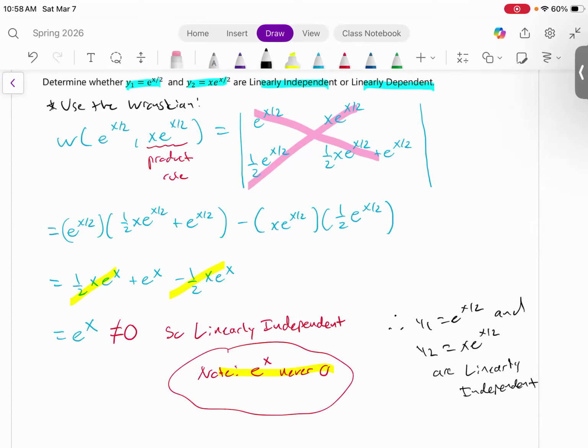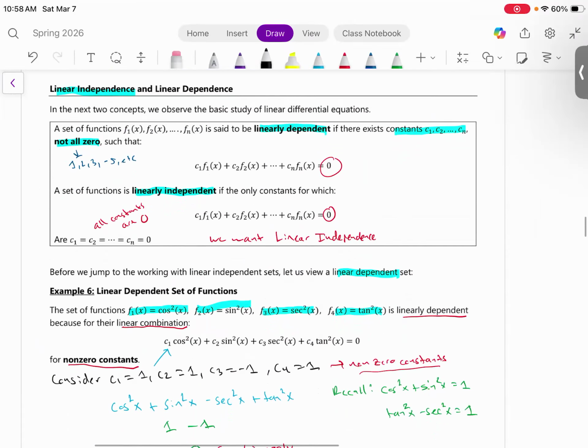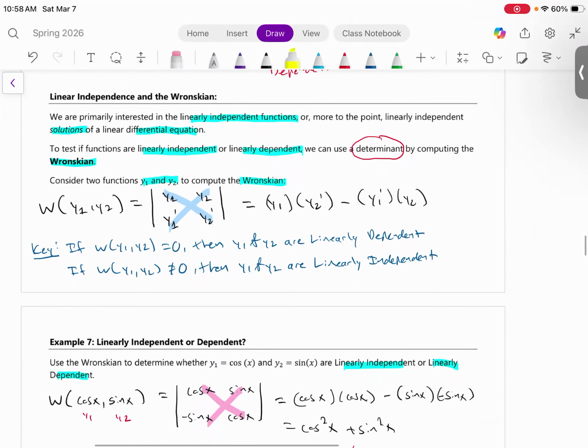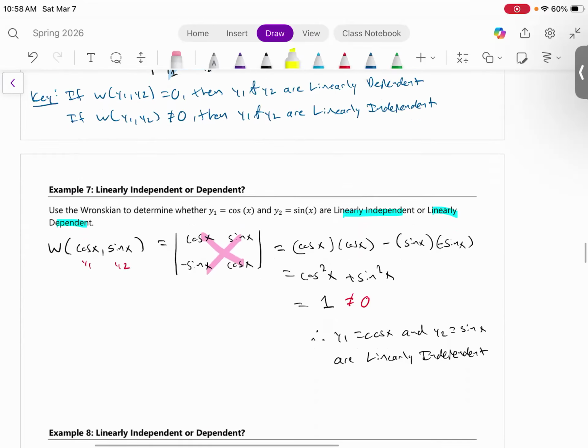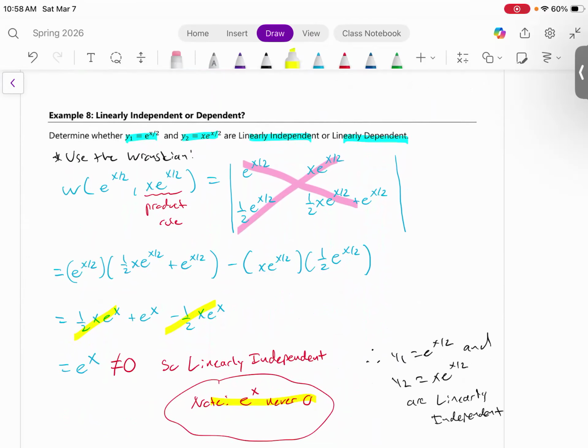Okay, so just to recap, we discussed what linear independence and linear dependence are. We know that we want linearly independent sets, that those are key to our solution building. And we use a Wronskian to make sure we have linearly independent sets. Okay, so that's the main goal. And in this video, we were just focusing on linear independence and dependence, which is another building block to our eventual general solutions to homogeneous and non-homogeneous DEs.